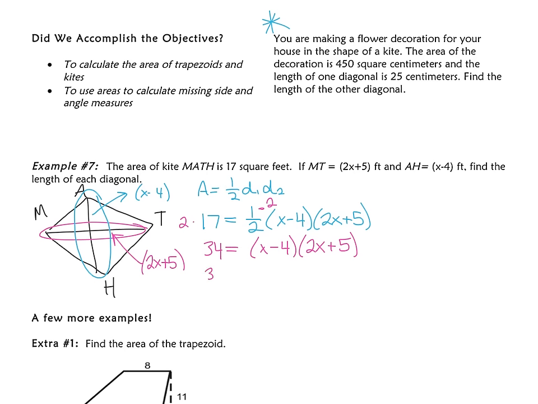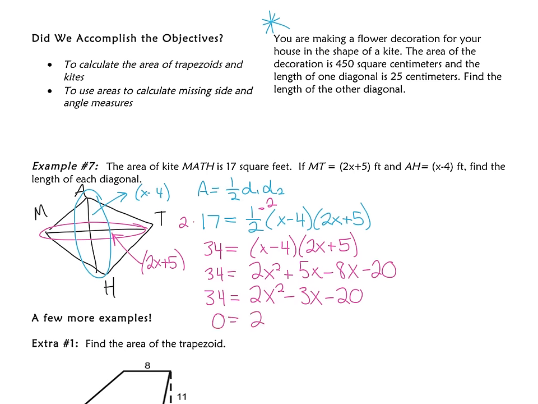So I'm going to get 34, stays there, and I get 2x squared plus 5x minus 8x minus 20. Let's combine like terms on the right side. So it's going to be 2x squared minus 3x minus 20. Now I can't factor or even do quadratic formula yet because this equation does not equal 0. Before you solve a quadratic, you have to get it equal to 0. So I'm going to subtract 34 from both sides. I get 0 equals 2x squared minus 3x minus 54. All right, now we are ready to factor.